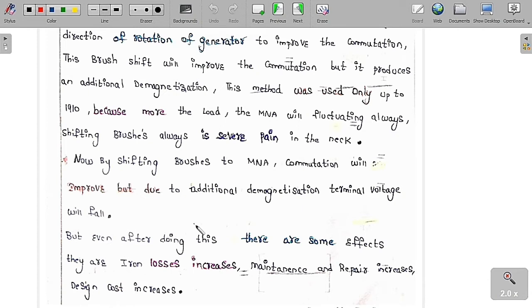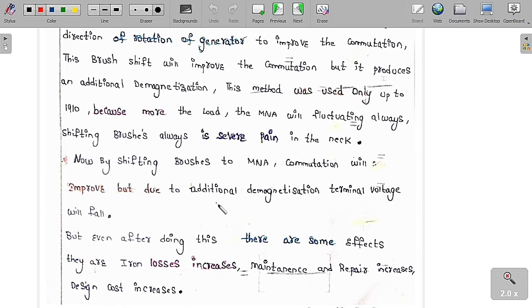Even if you shift the brushes to MNA always, the terminal voltage will fall, and even after that the iron loss will increase, the maintenance and repair will increase, and the design cost increases. So these are the side effects if you shift the brushes to the MNA. By shifting the brushes to MNA, commutation will improve, but due to additional demagnetization, the terminal voltage will fall because the overall flux is decreased. So finally I can say that whenever the load is changing, the MNA changes.